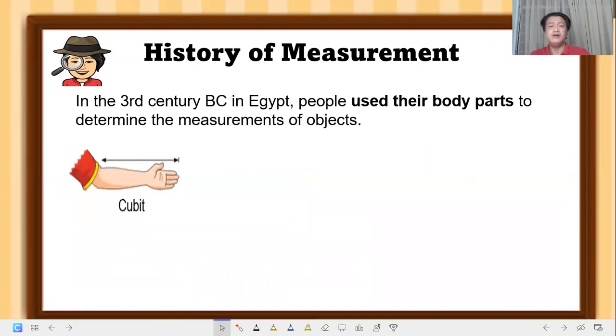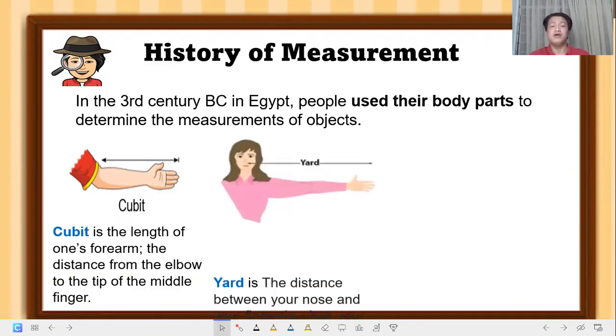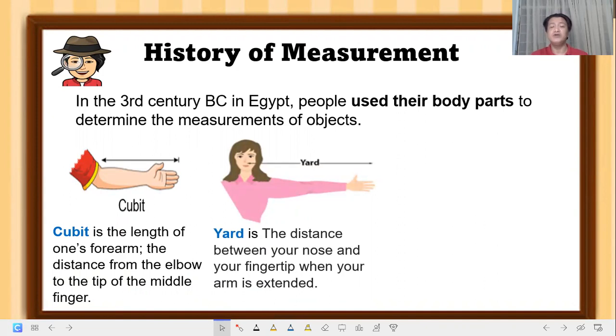Yun yung dangkal. And the other one is the cubit. When we say cubit naman is the length of one's arm or forearm length. Ito yun, no? The distance from the elbow to the tip of the middle finger. Yun yung ating cubit. Okay, meron din tinatawag na yard. This is the distance between your nose and your fingertip kapag in-spread po natin yan. Okay, yung ating kamay. So we call that yard.